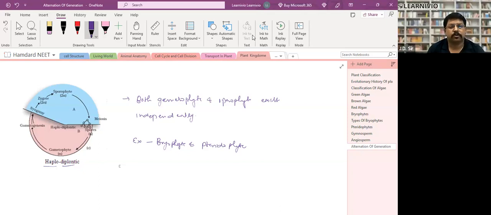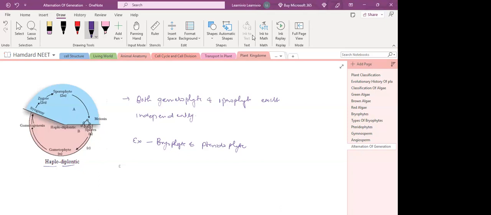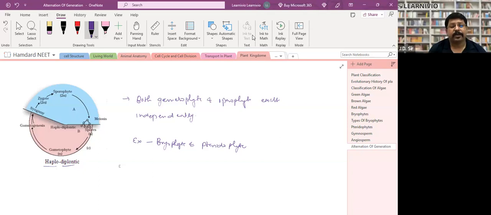That is, you will see two types of morphologically different plants in the life history of a plant. Example, bryophyte and pteridophyte.